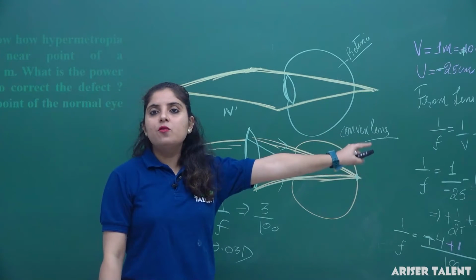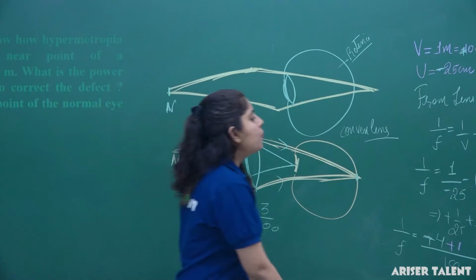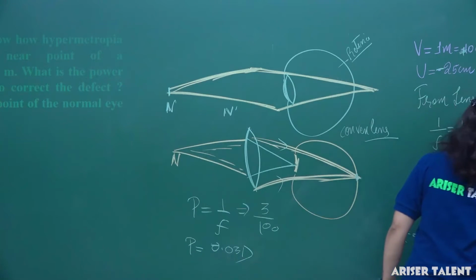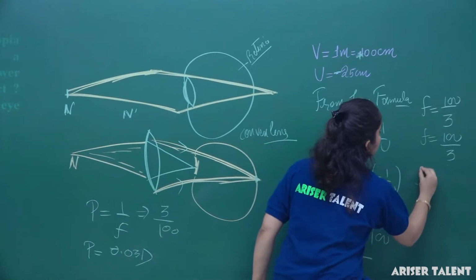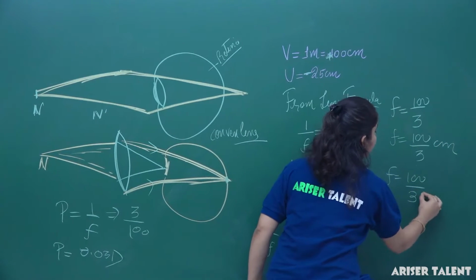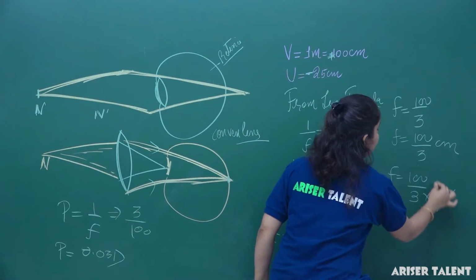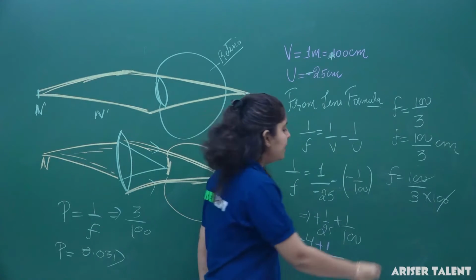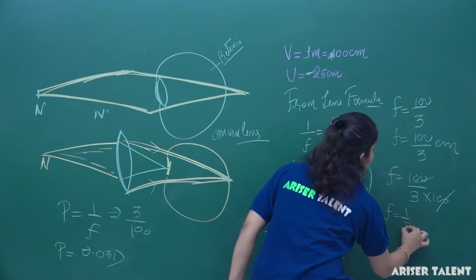So if I am going to convert this centimeter into meter, for converting centimeter into meter, I have to divide this focal length with 100. Okay, so you will get the focal length in meter here. So f is equal to 100 upon 3. This is in centimeter, and if I am dividing it by 100, 100 will be cancelled by 100, and f came out to be 1 upon 3 meter.